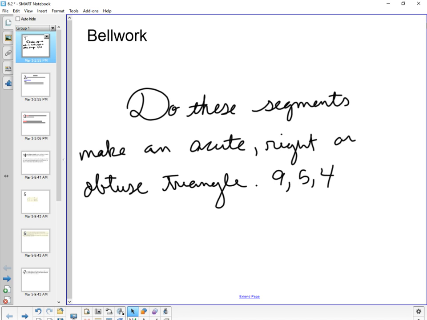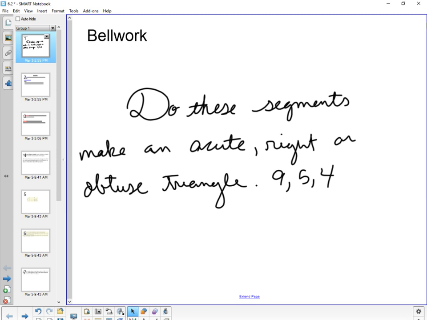The answer is no. This does not make a triangle. Now, if you're the visual person, you can probably see it. Some of us need rules, right? Here's one rule I know for a fact. If I took those three and threw them in the Pythagorean theorem, the longest side should square up with the two smallest sides, right? And do they? No, they don't.